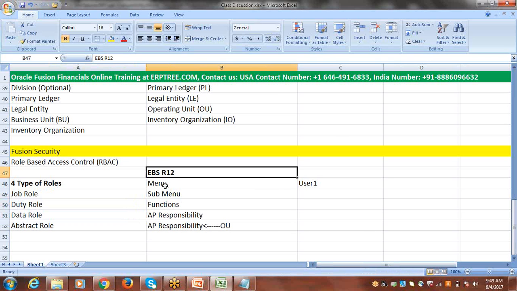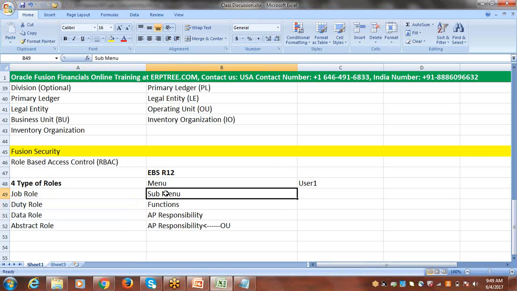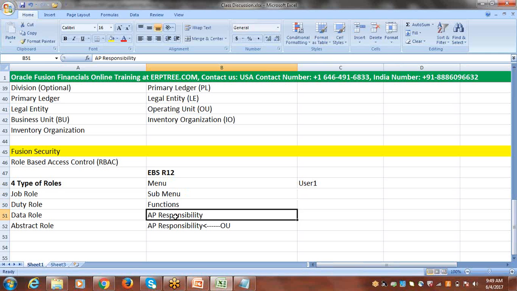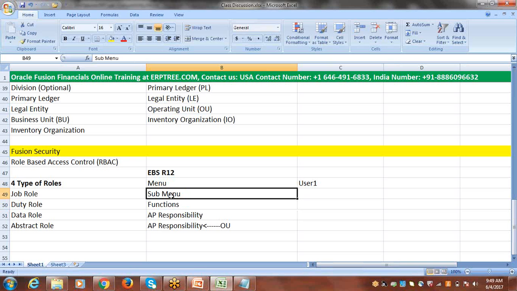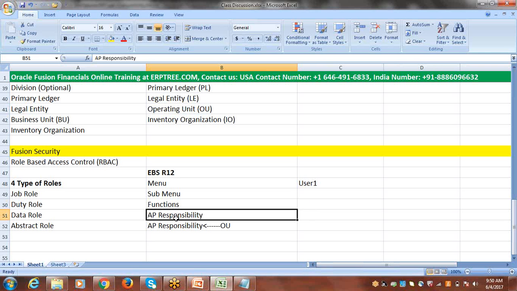So in EBS we have a menu. Within the menu we have a submenu. Within the submenus we have functions. If you want access to the entire menu or submenu or specific functions, we have to create a responsibility. For a menu, we directly select it. If you need access to a particular submenu, you may create a custom menu, within that you select the submenu, and using that custom menu you create the responsibility. If you need access to particular functions, we create a custom menu and within that we list those functions. Those will be selected at the time of responsibility creation.